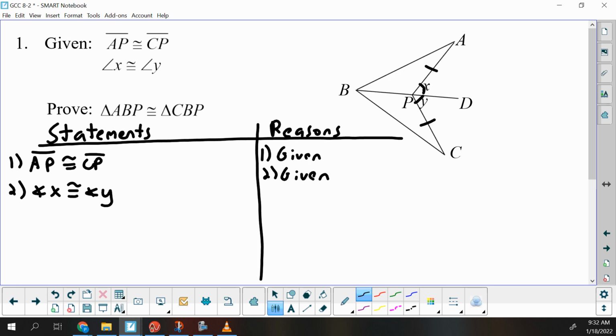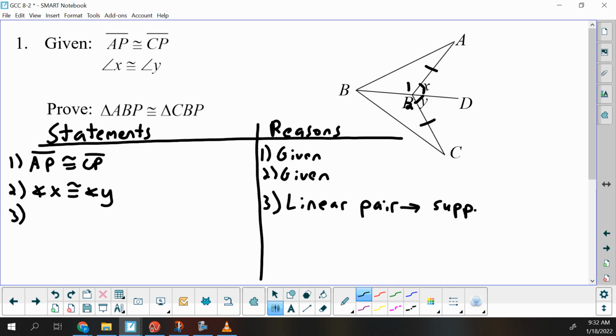Well, this is where our new thing is going to come into play. The angles next to those, I'm going to go ahead and number. I'm going to call them 1 and 2. Angle X and angle Y together make a straight line. Straight line, those angles are linear pairs, which are supplementary. So what we're going to do for our reason, one of our new ones, is we're going to say linear pair implies supplementary angles.